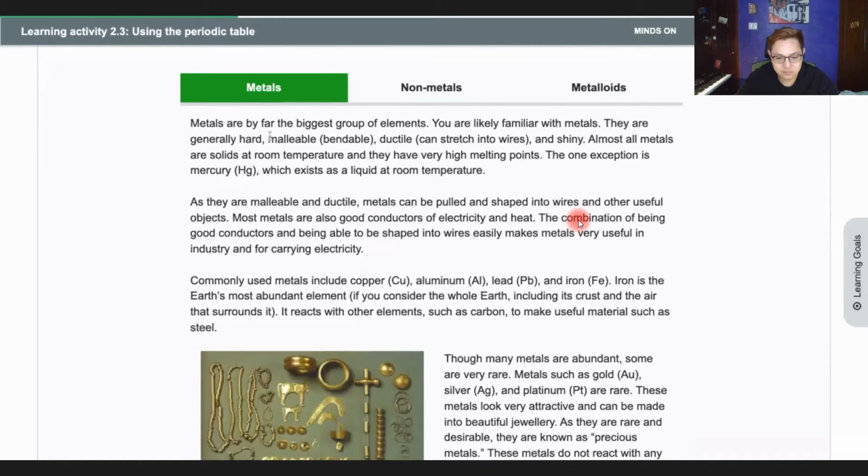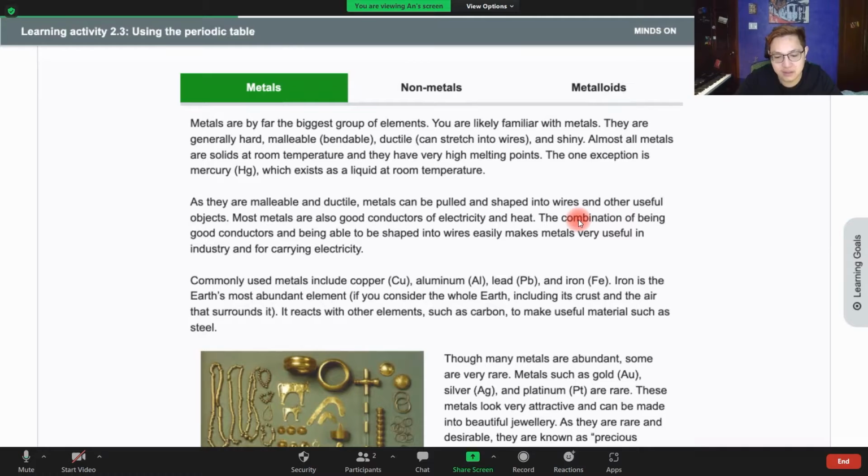Metals. Metals are by far the biggest group of elements. You are likely familiar with metals. They are generally hard, malleable, bendable, ductile and conductive. Malleable means you can shape it any way you want, bend it any way you want. Ductile means you can stretch it into wires, like squeezing and stretching a piece of metal into a wire or threads of metal. And it's shiny, it reflects light.